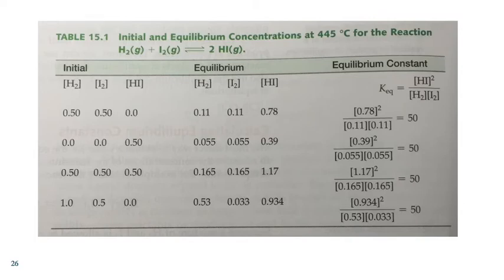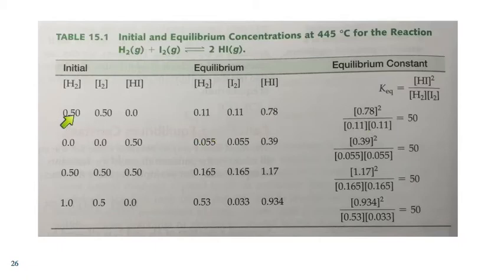So here's an example from your textbook. I thought this was a really useful table, but they didn't include it digitally in all of the instructor resources. So I took a picture of the book and put it in my PowerPoint. How fancy, right? This helps us understand what's going on here. We just did that calculation where at equilibrium we had 0.11, 0.11, 0.78, and we get an equilibrium constant of 50, which should have a decimal point.